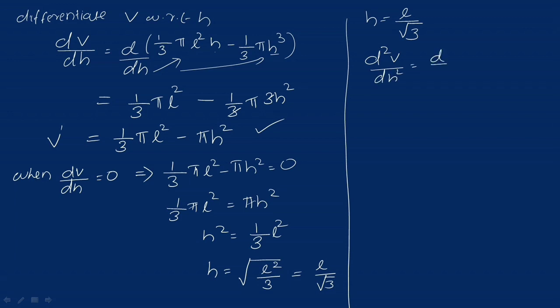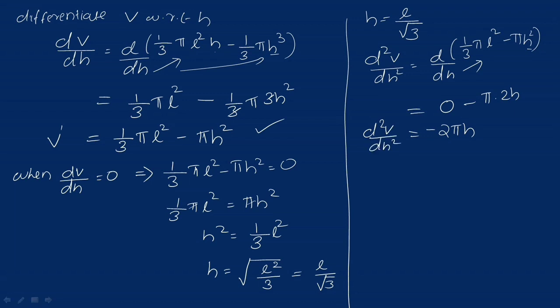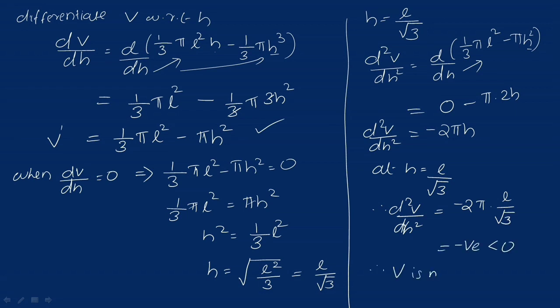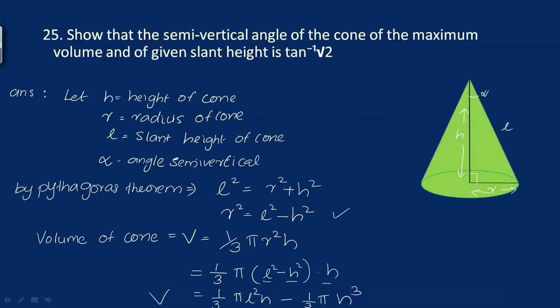Now what is d square V by dh square? That is d by dh of 1 by 3 pi L square minus pi h square. d by dh of 1 by 3 pi L square is 0, there is no h term, minus d by dh of pi h square, that is minus pi into 2h. So d square V by dh square is equal to minus 2 pi h. At h equal to L by root 3, we have d square V by dh square equal to minus 2 pi into L by root 3, which is a negative quantity. So V is maximum when h is equal to L by root 3.